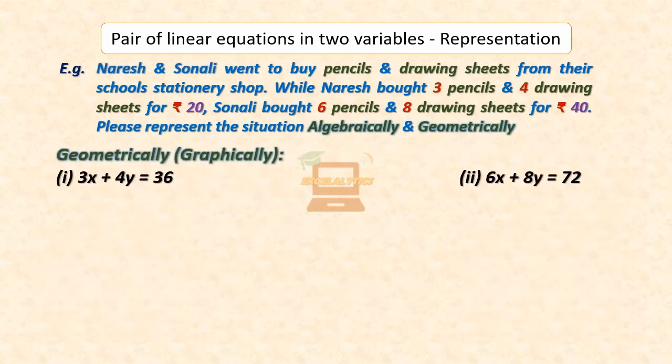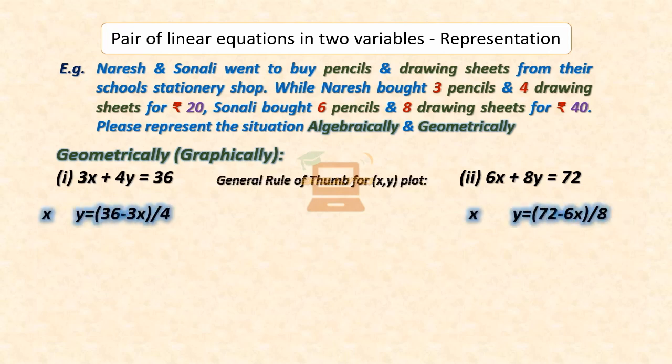Geometrically, for plotting each of these equations, we need at least 2 points or solutions. Let us take some random points or solutions for plotting these lines. Here, both the variables can either be whole numbers or positive terminating decimals, as each represents an amount in rupees. We can choose a random value of x, that gives a value of y.